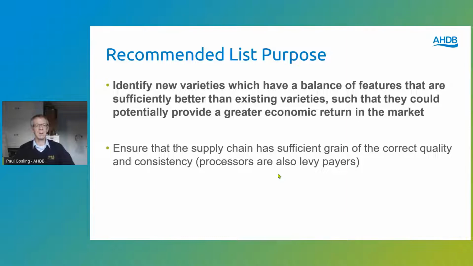We also have a secondary task, and that's to make sure that the supply chain has sufficient grain of the correct quality and consistency, because big processors such as maltsters and millers are also levy payers. It's important that we have the right sort of varieties going in to those supply chains.